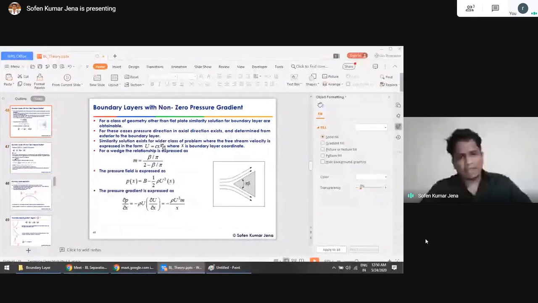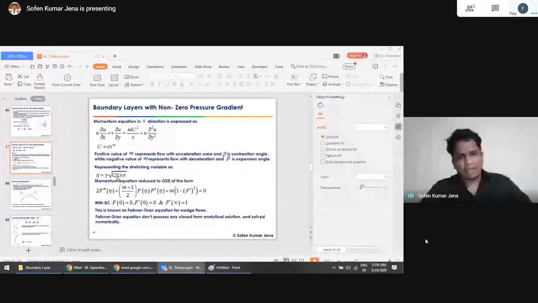So now, instead of x and y, I have a similarity transform variable eta. Eta I represent by taking both x and y into consideration, with a scaling analysis, square root of u by nu. If you dimensionally check, they represent the same dimension as eta, a non-dimensional distance kind of thing. So by this kind of similarity transformation, we can transform the boundary layer, sorry, Navier-Stokes equation to a Falkner-Skan equation.